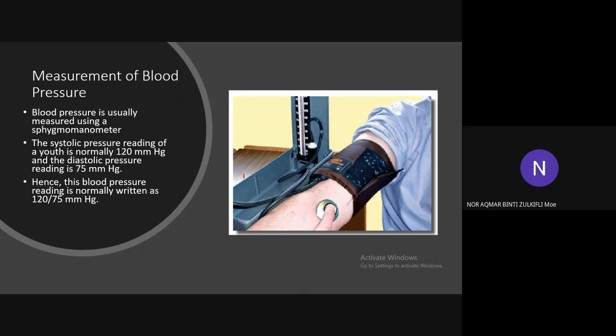Okay, do you ever see these tools? This is called a sphygmomanometer. Sphygmomanometer. So, blood pressure is usually measured using these tools. The systolic pressure reading of a youth is normally 120 mmHg and the diastolic pressure reading is 75 mmHg. So the normal blood pressure for youth is 120/75 mmHg.